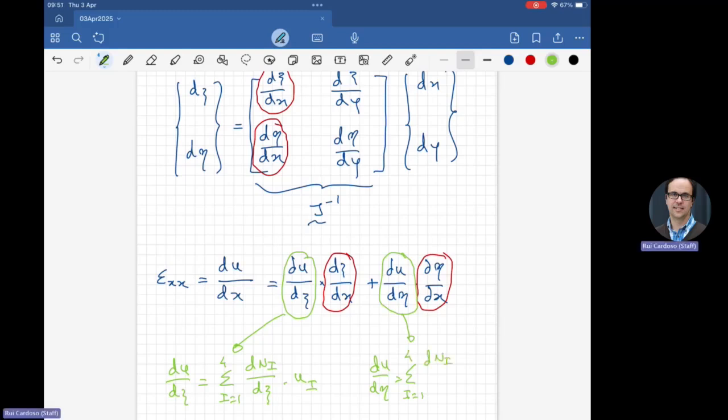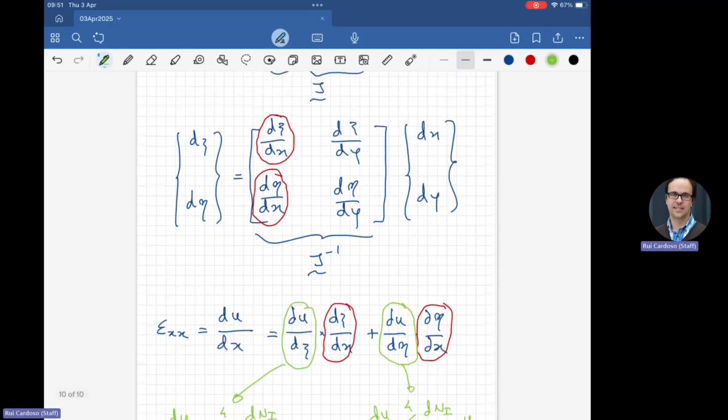Derivative of the shape functions with respect to eta times the displacement at each node. So we have everything. We have this stuff in green, all of it, because we have the derivatives of shape functions. We have the displacement at nodes, which are our degrees of freedom. The stuff circled in red there is taken from the inverse of the Jacobian.